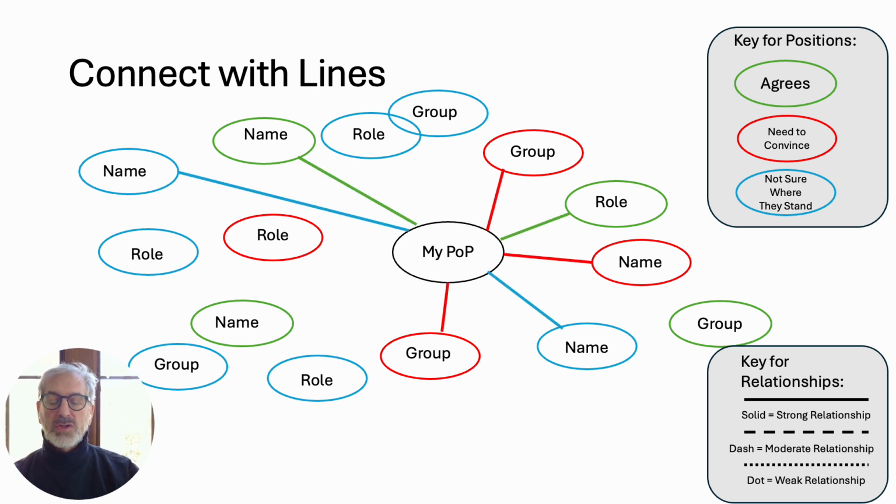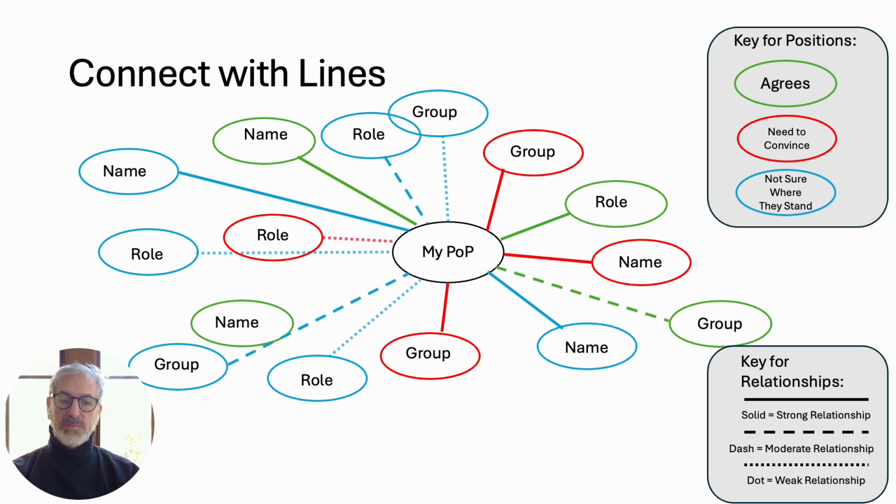You're probably going to start with the strongest ones, regardless of where they stand. These are the people who you figure you know the best, or you have the closest relationship to. Dashed lines, again, you have a moderate relationship to. And then with the dots, you have the weaker relationship to.